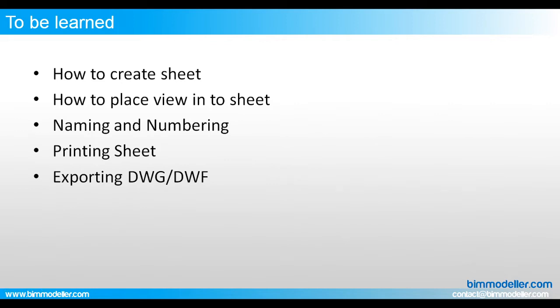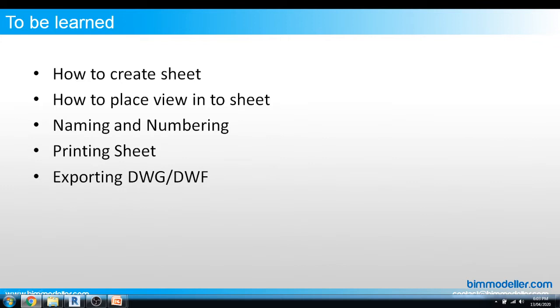We are going to create a sheet, which in AutoCAD is called a layout. We'll be placing all those views that we have created earlier, and we're going to name and renumber them. We will be printing those sheets, maybe as a PDF file or directly to the printer, whatever settings you require. At the same time, if you need to export your DWG file or DWF file, we'll be discussing the same here. Since it's a basic training, it'll be in a very basic manner. We'll be discussing it later in the advanced tutorials also.